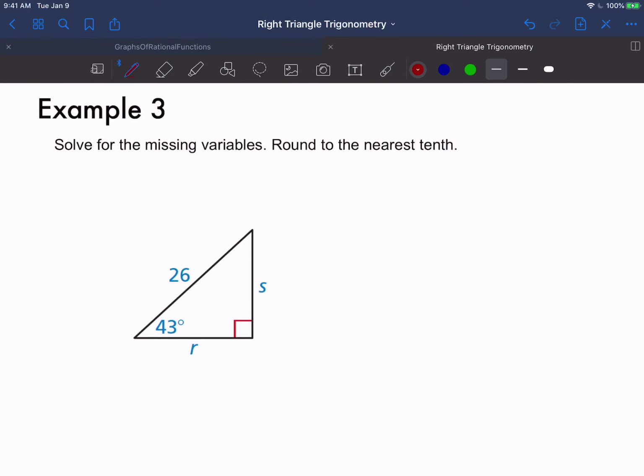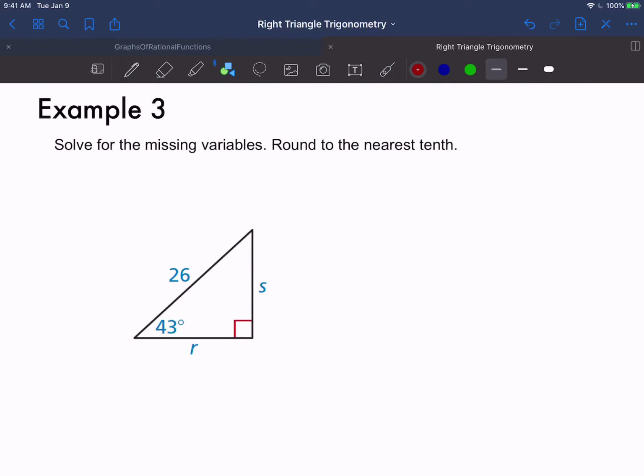Here's another scenario. So I think you should probably pause the video and see if you can do this on your own. My advice to you is to only use the calculator for the last step. Okay. So all right, pause the video. See what you come up with.